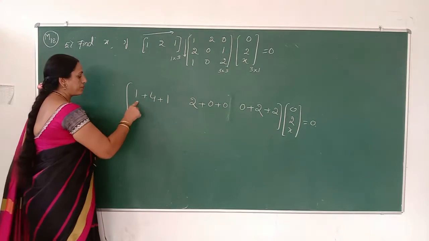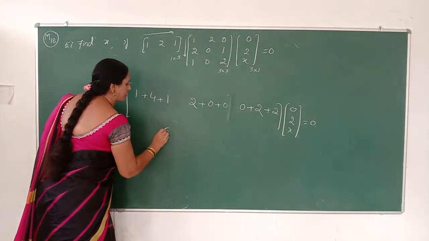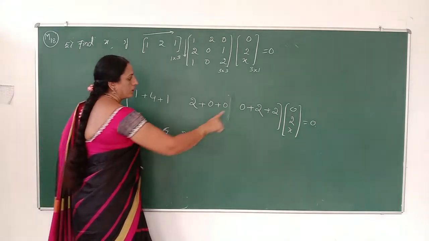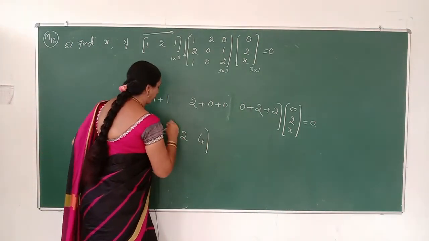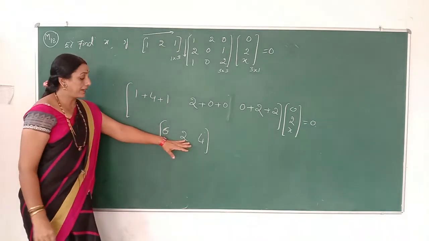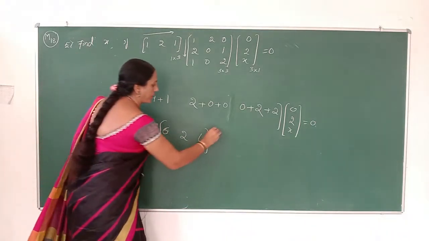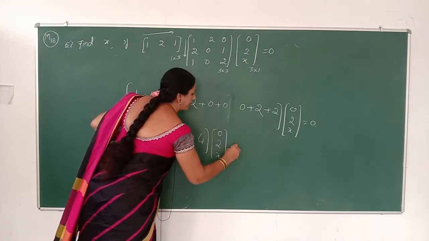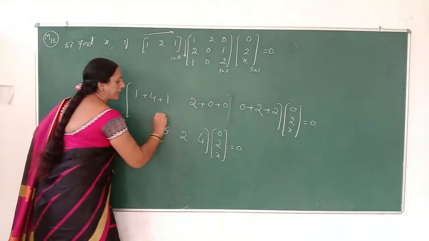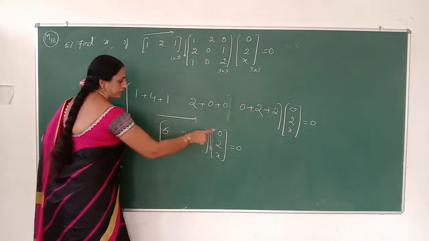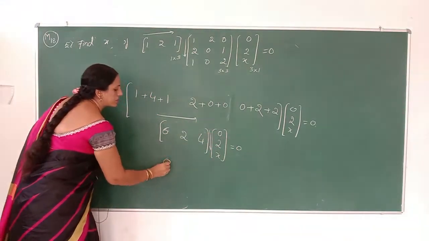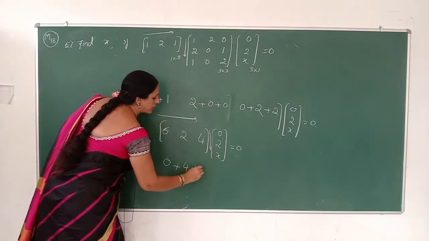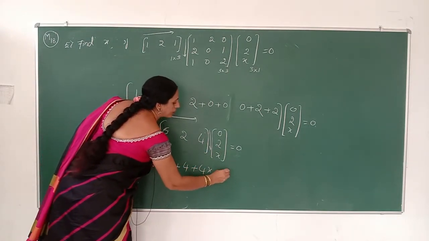Let's simplify. 1 plus 4 plus 1 is 6. 2 plus 0 is 2. 0 plus 2 plus 2 is 4. It's again a matrix of order 1 cross 3 into the third matrix, 0 2 x. It will be equal to 0. Again these two get multiplied. 6 into 0, 0. 2 into 2, 4. 4 into x, 4x. It will be equal to 0.